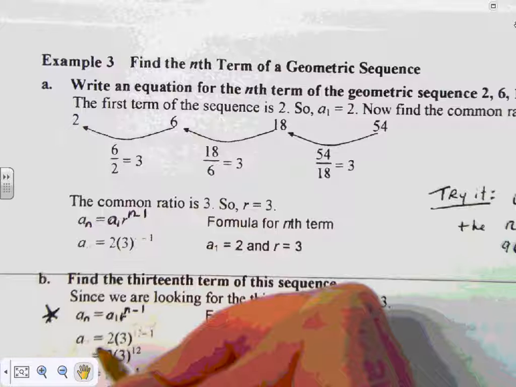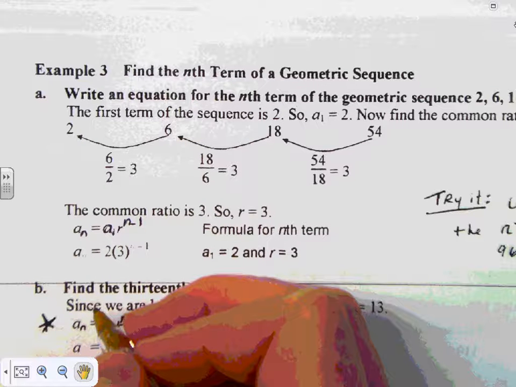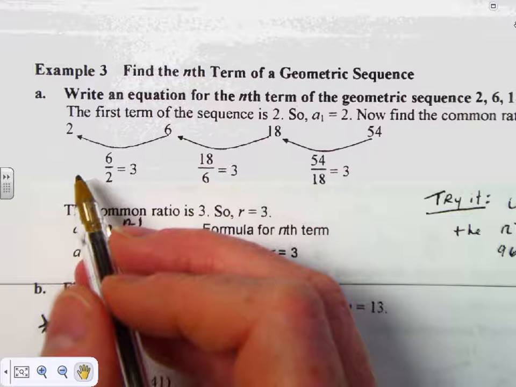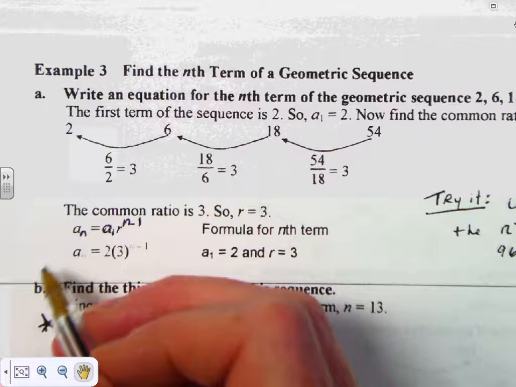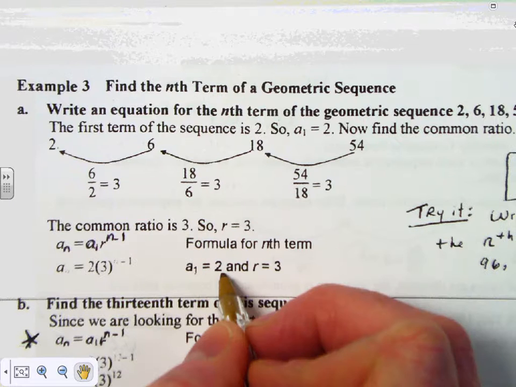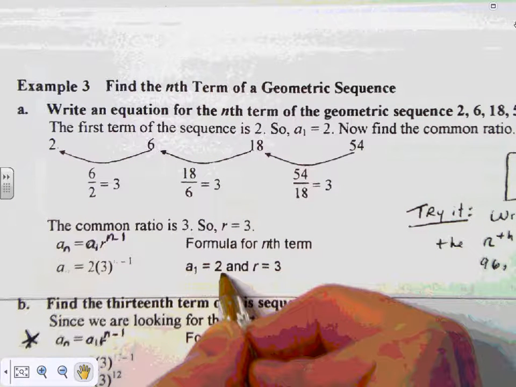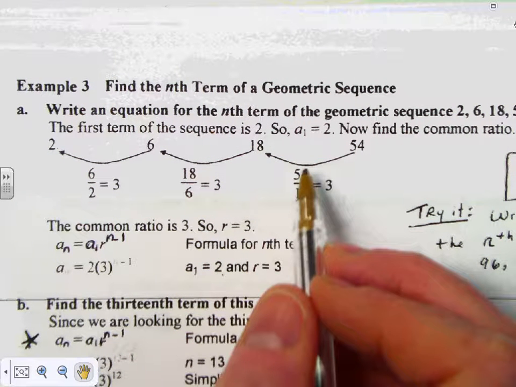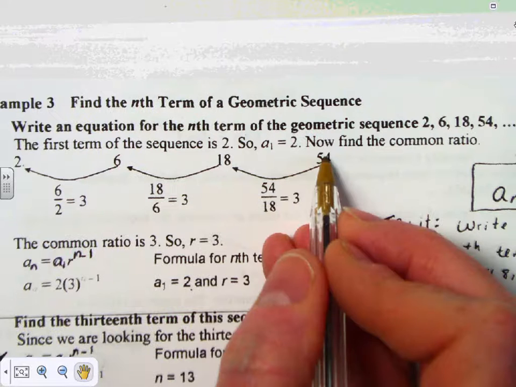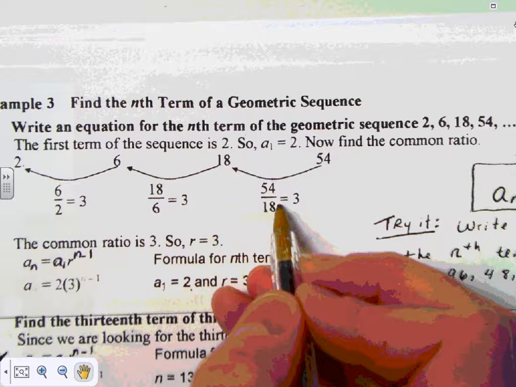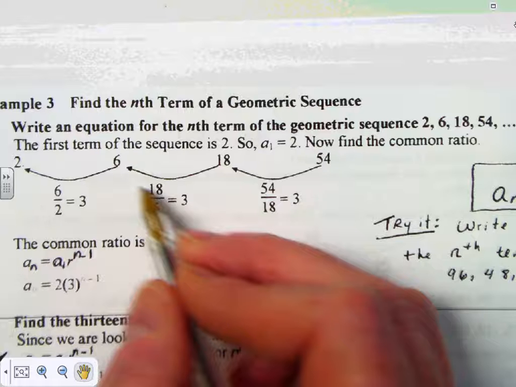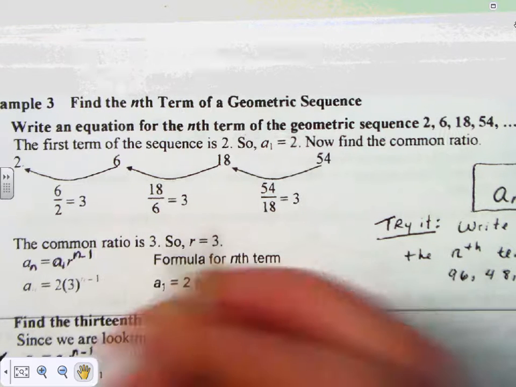All right, so we have to find the first term because that's the a value. So what is the first term? The first term is a 2, so the a value is going to be 2. The common ratio would be the next thing that I have to find, so 54 divided by 18 is 3, 18 divided by 6 is 3, so my r value is a 3.